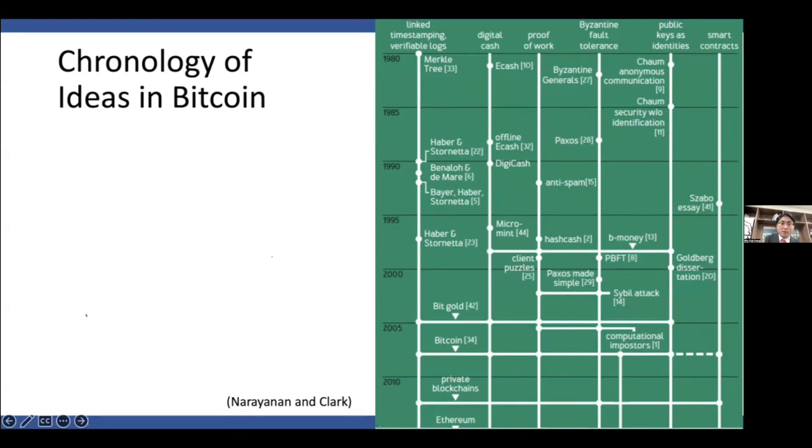But Bitcoin was not created out of thin air. Really, there had been a chronology of ideas that existed even before Bitcoin. For example, this was nicely illustrated by Narayanan and Clark. From the early days, like the 80s, Merkle trees are a very nice way of creating highly efficient verifiable logs. So cryptography has been preparing for Bitcoin in some sense from long ago.